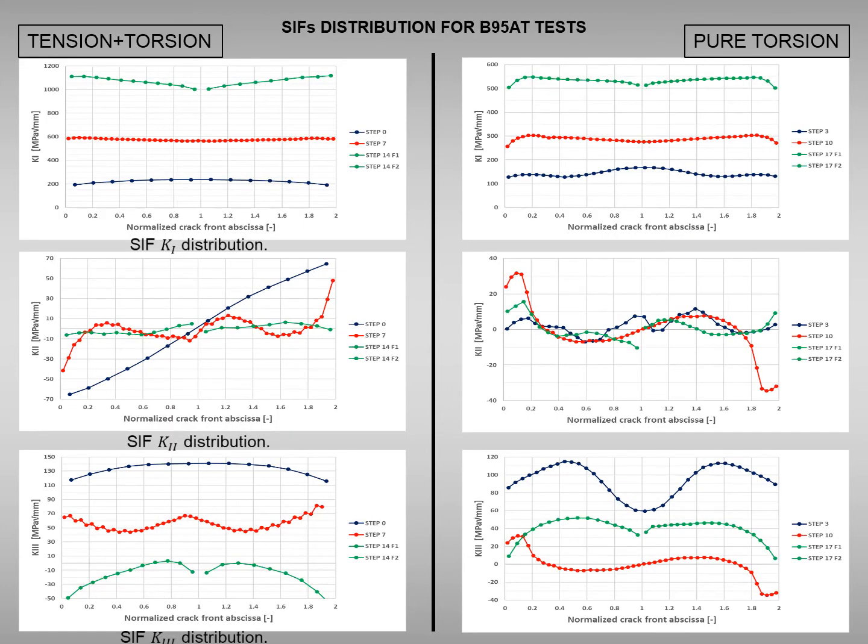Here are displayed the stress intensity factors for aluminum alloy B95AT in tension-torsion and pure torsion loading conditions. Stress intensity factors reflect the same tendency already shown for aluminum alloy D16T in previous slides. In general, one can appreciate the stress intensity factor symmetry or antisymmetry, except for some numerical irregularity.